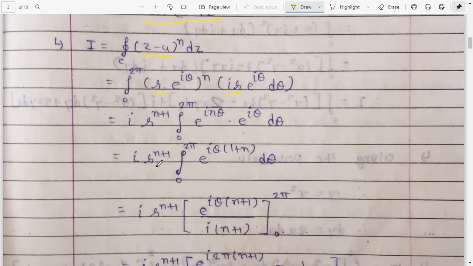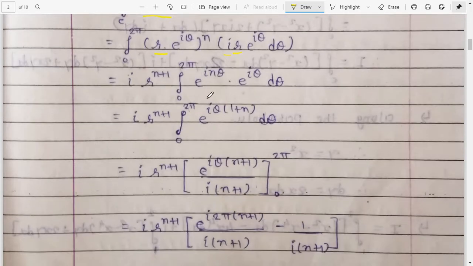So I into r raised to n plus 1, integration 0 to 2 pi of e raised to I n theta plus I theta. So I theta common, so e raised to I theta into 1 plus n, d theta. Now the integration of e raised to I theta into n plus 1.